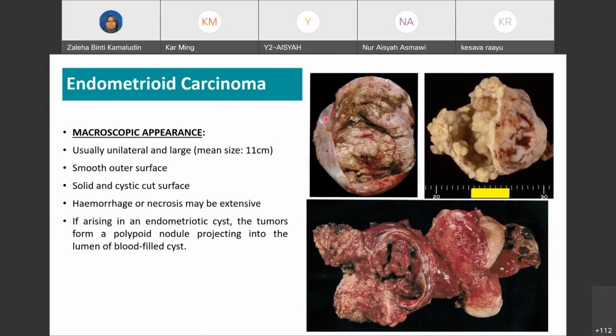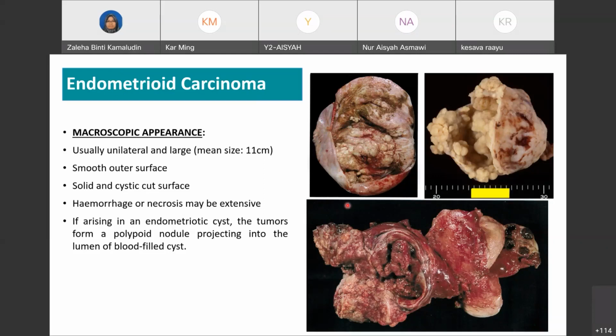The outer surface can be smooth, and when you cut the surface, this is the solid cut surface, and this is the cystic cut surface. In here you can see some areas of hemorrhage, and a little bit of necrosis. The necrosis area is a little bit yellowish in color.